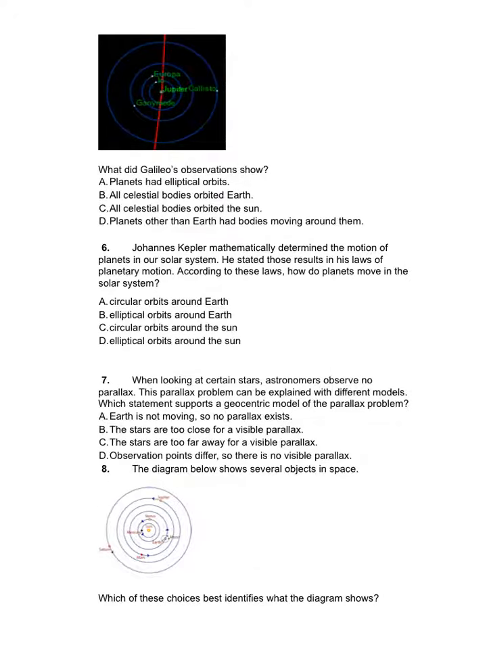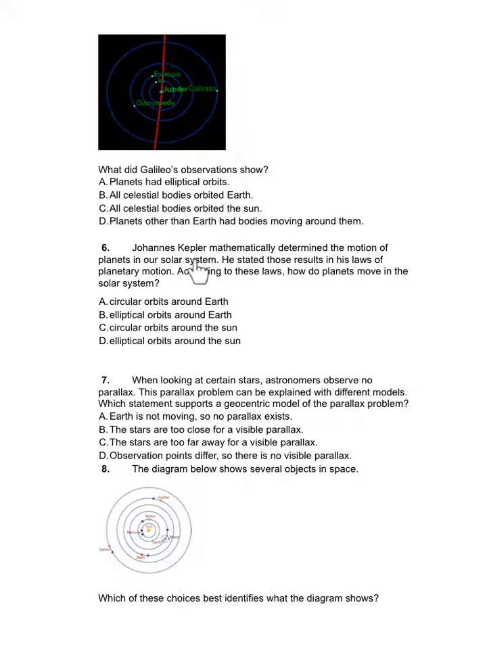Number 5. Galileo used a telescope to see objects in the universe that had not been previously seen. The drawing below shows what he might have concluded from his observations of Jupiter. What did Galileo's observations show? A. Planets had elliptical orbits. B. All celestial bodies orbited Earth. C. All celestial bodies orbited the Sun. D. Planets other than Earth had bodies moving around them.